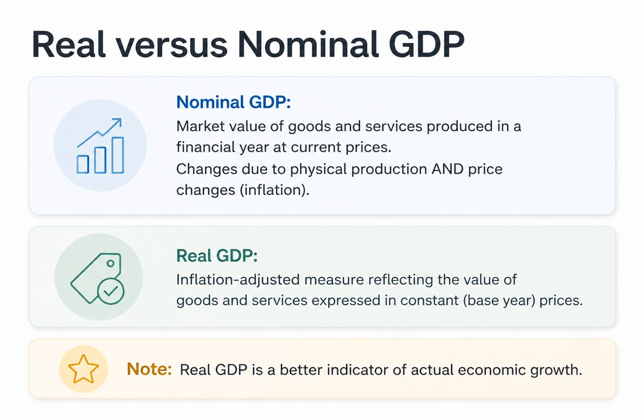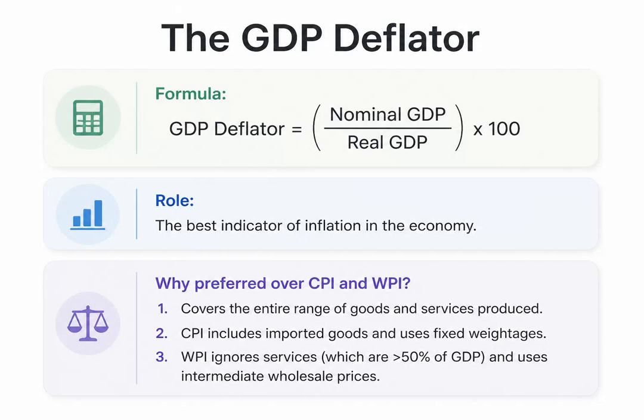Because it isolates actual physical growth from mere price hikes, real GDP is the true indicator of economic progress. To convert nominal GDP to real GDP, we use a discounting factor known as the GDP deflator. Calculated by dividing nominal GDP by real GDP and multiplying by 100, the GDP deflator is actually the most comprehensive indicator of inflation in an economy.